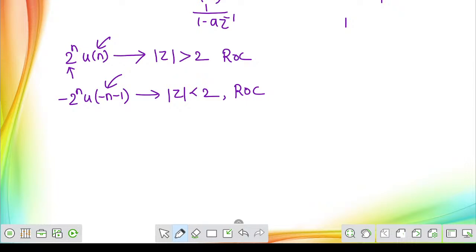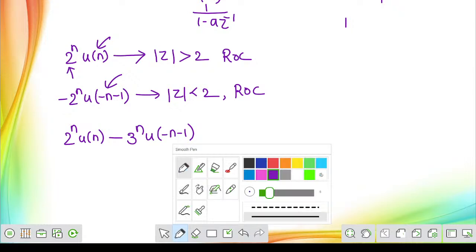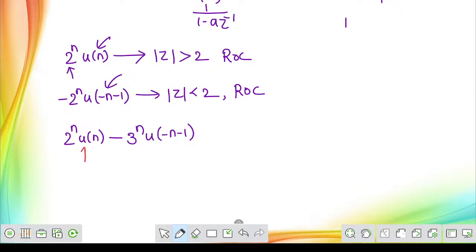Suppose, let us assume that I have two functions now. One is 2 power n into u of n, and we are also having 3 power n into u of minus n minus 1. Then what will be the region of convergence for this? It is very simple, sir. For the first one, the region of convergence should be mod z greater than 2. Why? Because it is a right-sided sequence. For the second one, the region of convergence, mod z, should be less than 3.